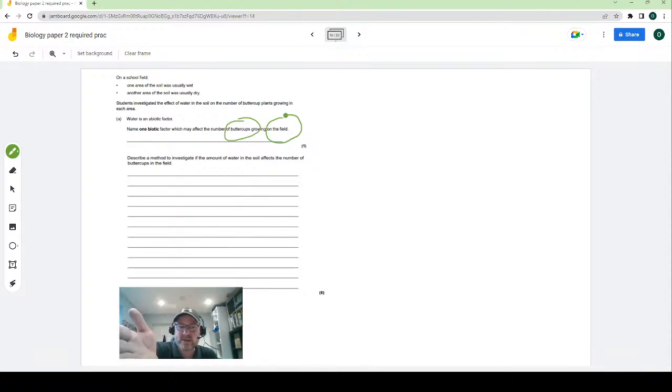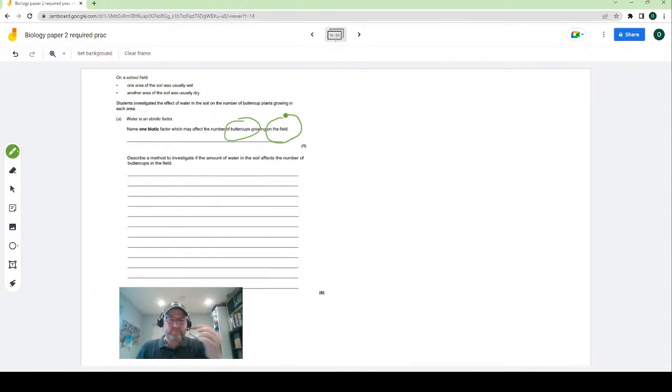Describe a method to investigate if the amount of water in the soil affects the number of buttercups in the field. Right. This is a slightly different nuance. They've said the number of buttercups, so it is population. I would do a random 10 quadrats. Count up the buttercups. Find out how many are in one quadrat by dividing by 10. Work out the mean buttercups per quadrat. I'd also say I need to identify the buttercups using my phone, Google Images, or using a key card.